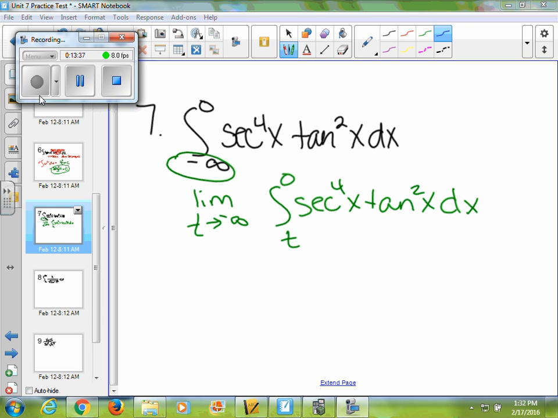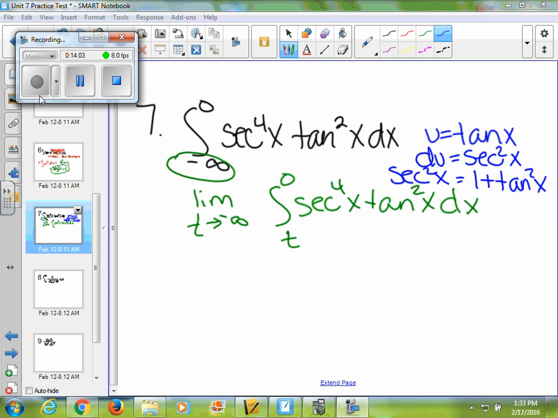Then I'm going to use my u substitution. In this case, because we are dealing with even exponents, I'm going to let u be tangent of x, which means du equals secant squared of x. And I know that secant squared of x equals 1 plus tangent squared of x. That's one of your trig identities.